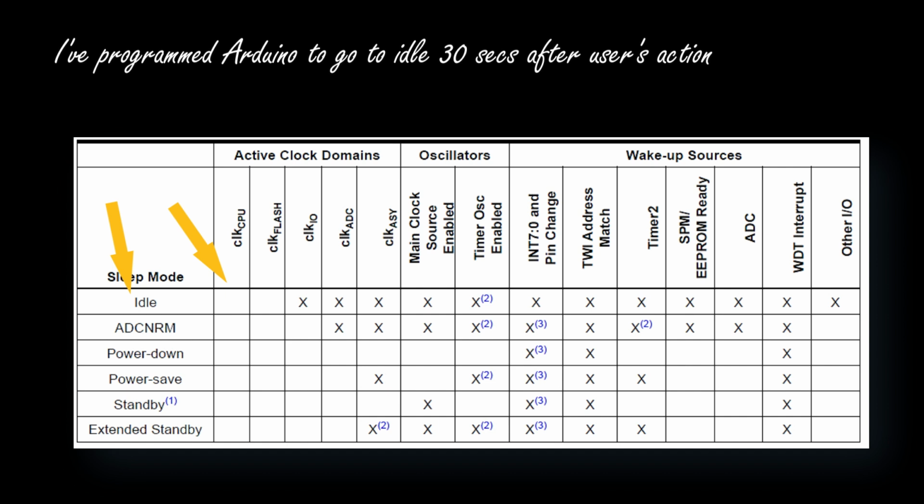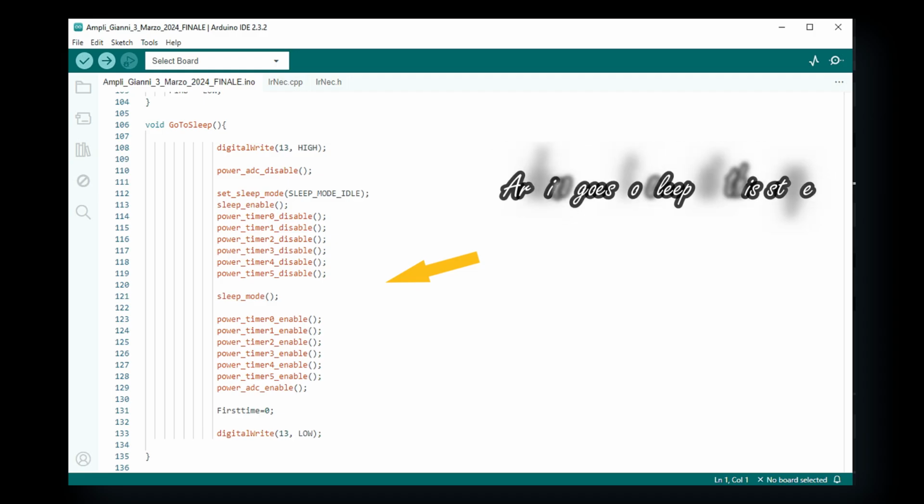after 30 seconds since the last action by the user. In this way, for example, if the user selects another audio input, for example, switches from FM tuner to Bluetooth input, then after 30 seconds Arduino goes to idle mode, thus saving energy and avoiding to induce noise to the audio circuitry. And here you can see the code.